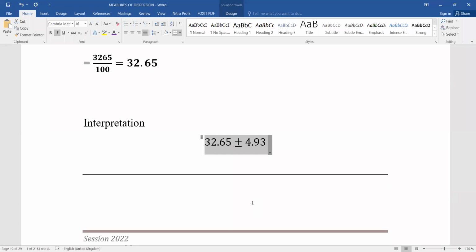That is what we call the interquartile range. Where has the 4.93 come from? Doctor, tell us the interpretation.